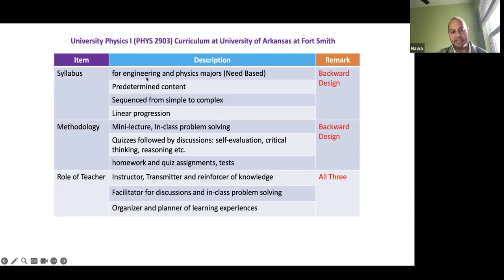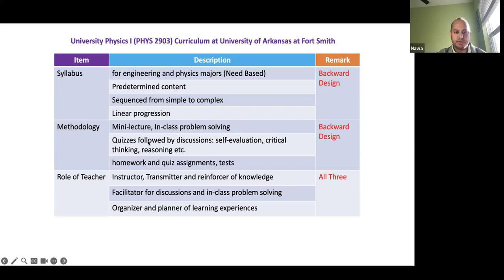It explicitly says that this physics is designed for engineering and physics majors, which I interpret as need-based. So they have done research on what the engineering and physics majors need as the topics in this class. So a needs analysis was done. The objective was decided, and there was a predetermined content to attain that objective. And the syllabus topics are sequenced from simple to complex, meaning maybe one-dimensional motion first, then two-dimensional motion, and then maybe circular motion. And it's a linear progression. So that fits the backward design. I do believe that the syllabus was backward designed.